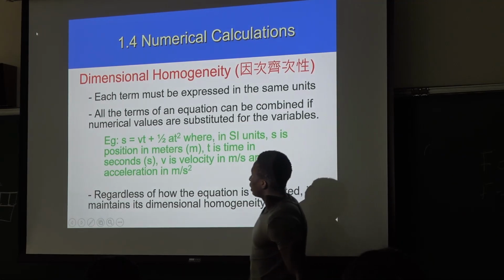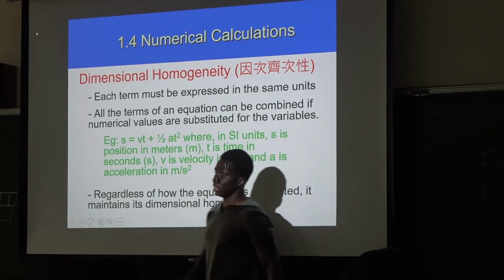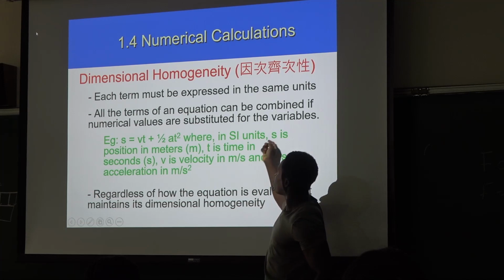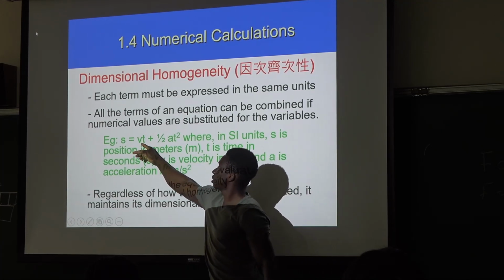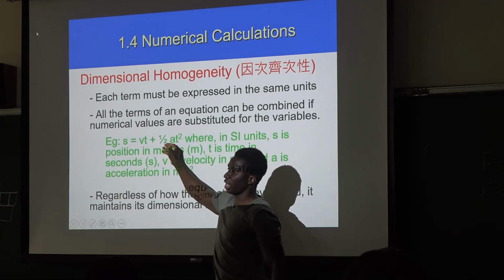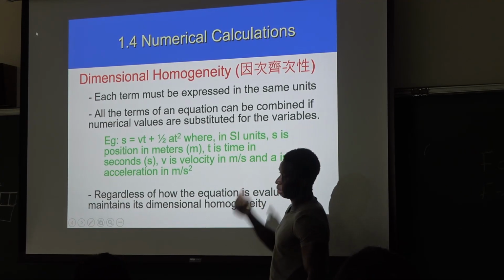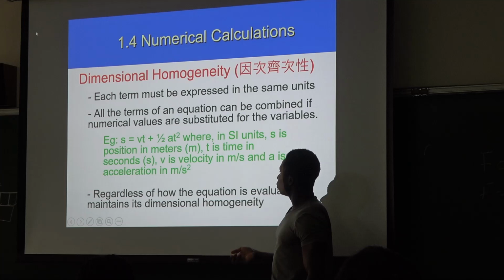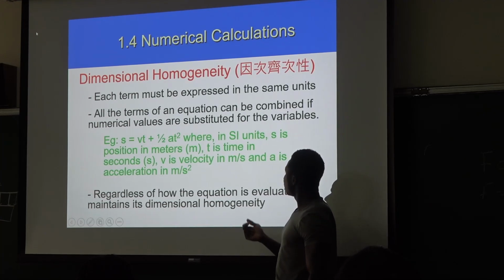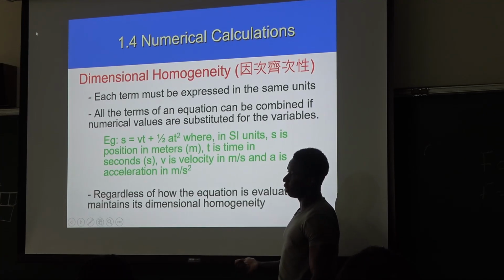If you want to ensure that this value you obtain is in the right unit, that is meter, you have to make sure what? All the values here are at least in the same unit, right? So the time should be in second, the velocity meters per second, and acceleration is in meters per second squared.